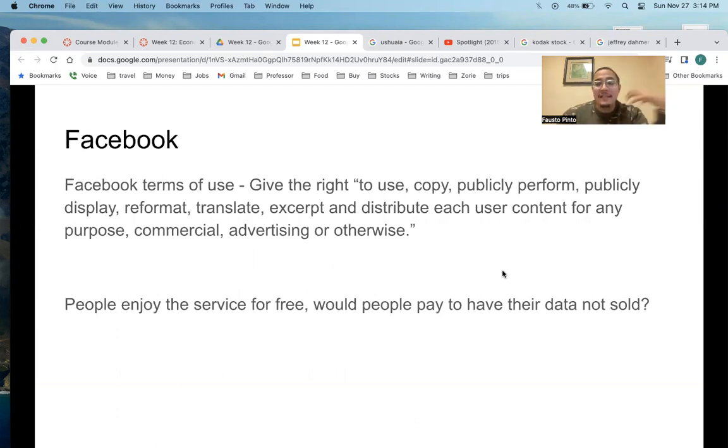So we've seen this in the movie that we watched. One of the biggest things that relates to information and economics is Facebook. Facebook's terms of use implicitly say, if you read it, they give the right to use, copy, publicly perform, publicly display, reformat, translate, excerpt, and distribute each user content for any purpose, commercial, advertising, or otherwise.